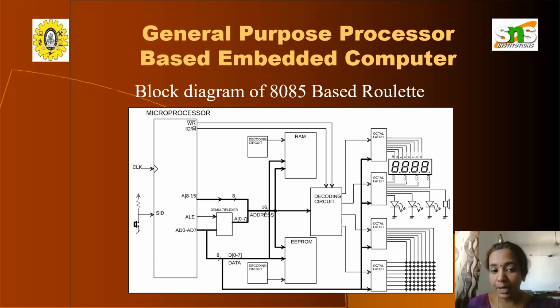IO/M bar is used for input-output operations and also for memory operations. RAM is random access memory. We decode the circuit, we decode the information, and then it will be given to the random access memory. Decoding circuits are three in number. Two are sub-decoding circuits, and one is a main decoding circuit.